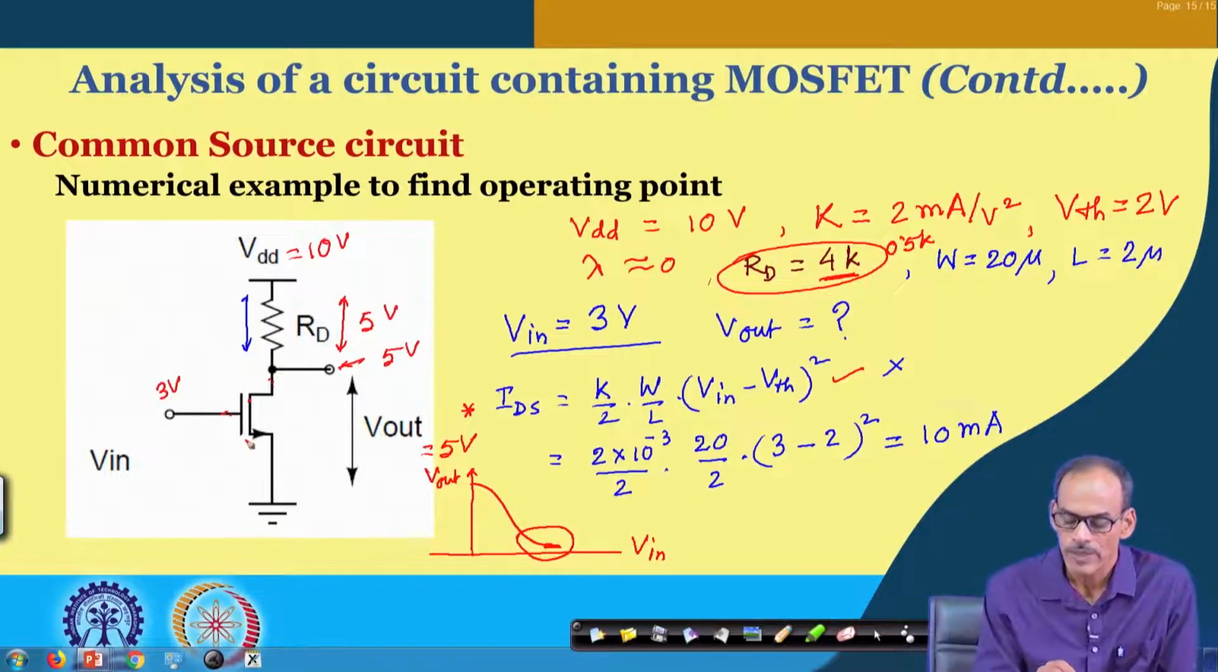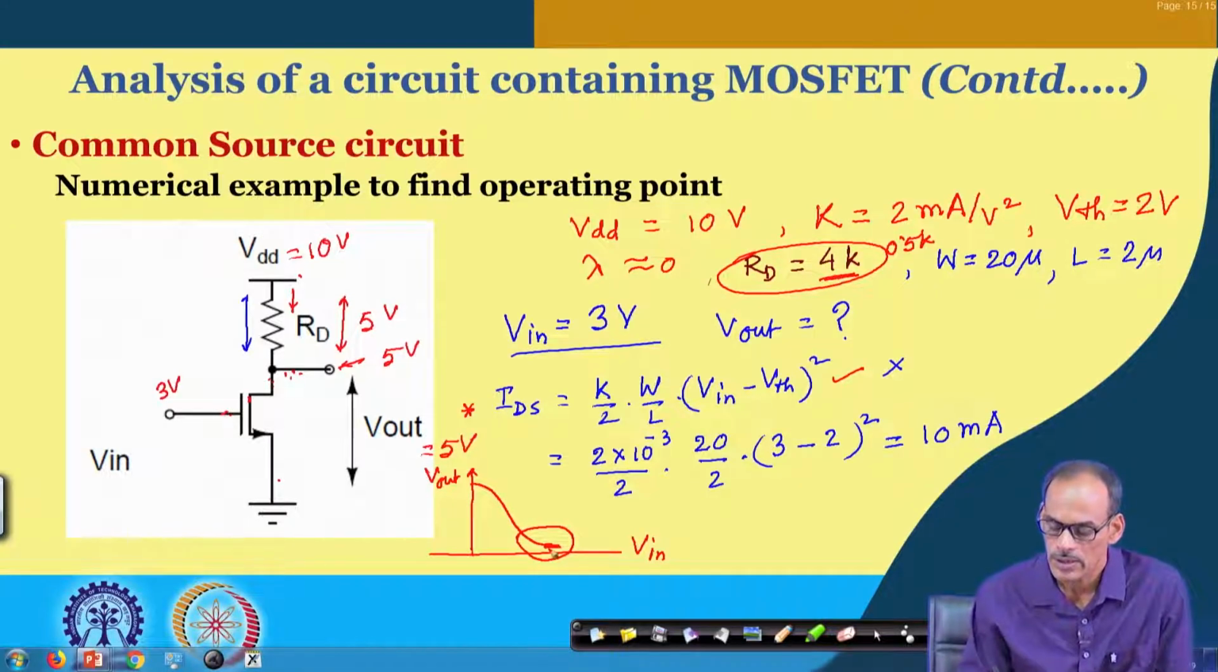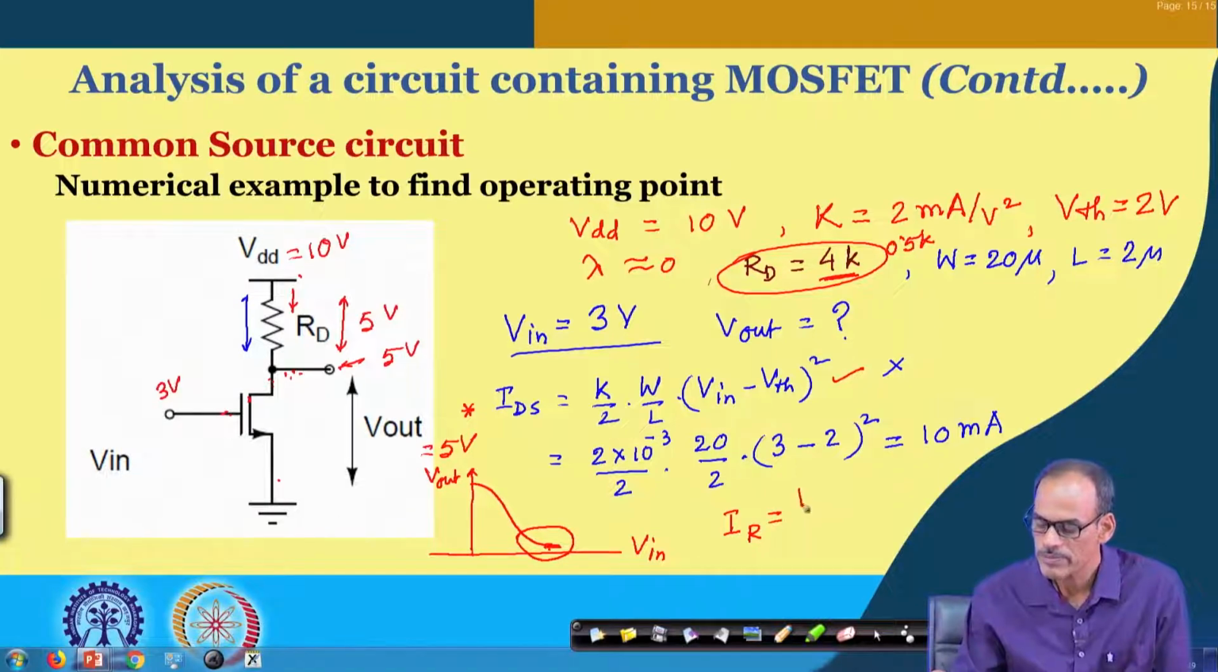So, that means the device was actually in this region, deep into this triode region. As a result, the pinch off was not happening. This drain voltage is very close to ground, and in that case the current flow is approximately 10 volt minus close to ground divided by 4 k, and in that case I R is approximately 10 volt minus whatever the V d s is approximately.